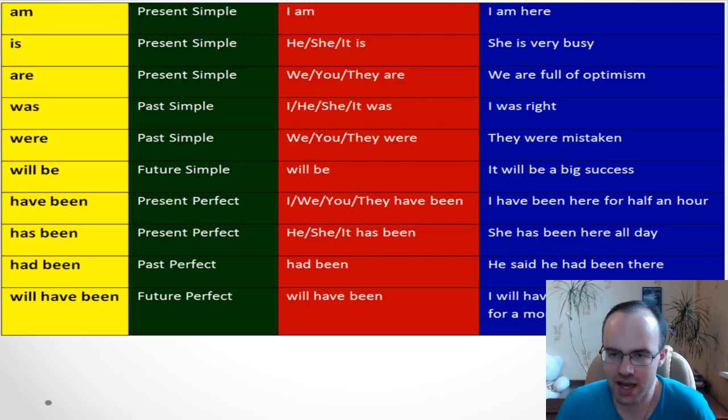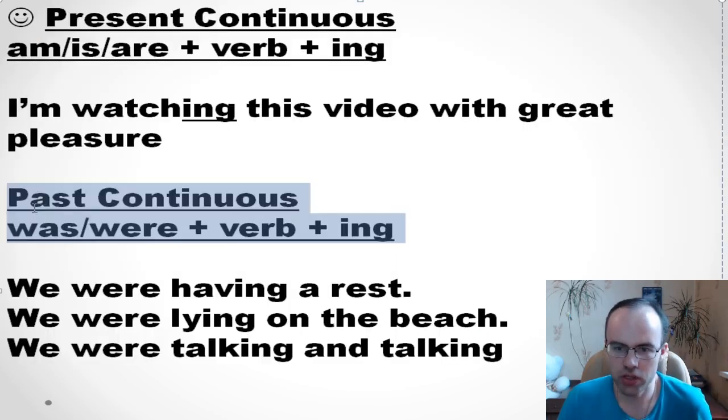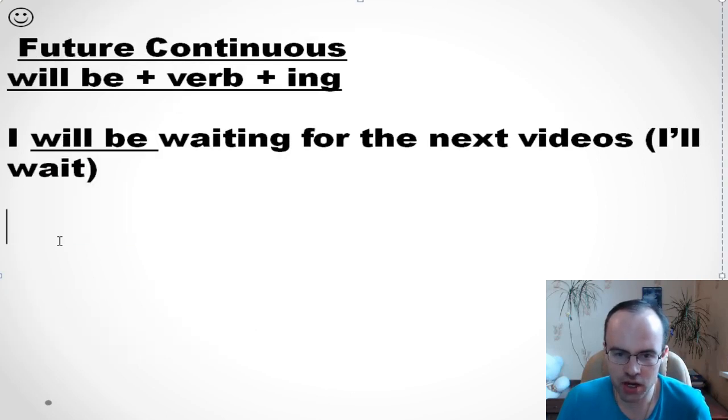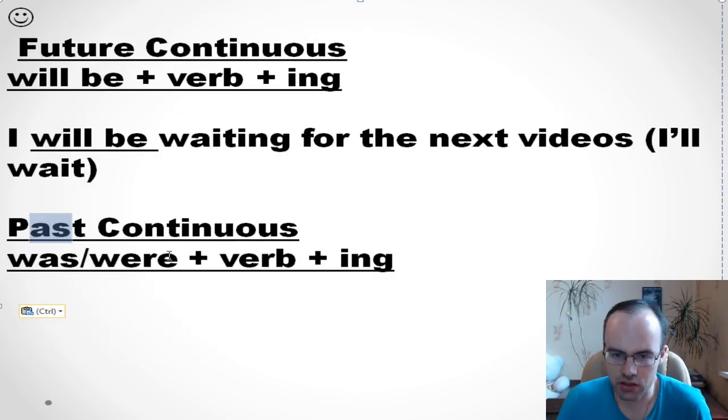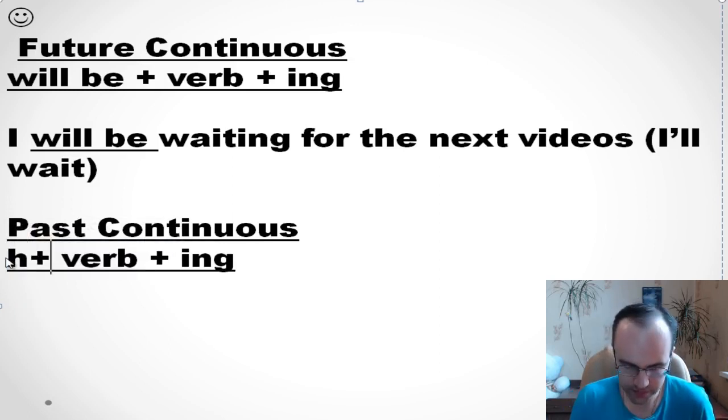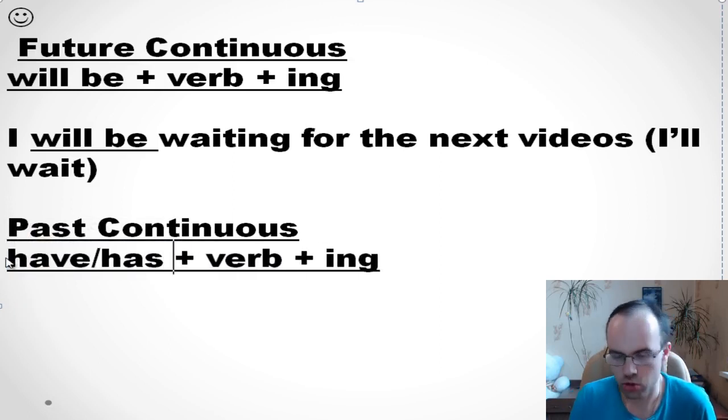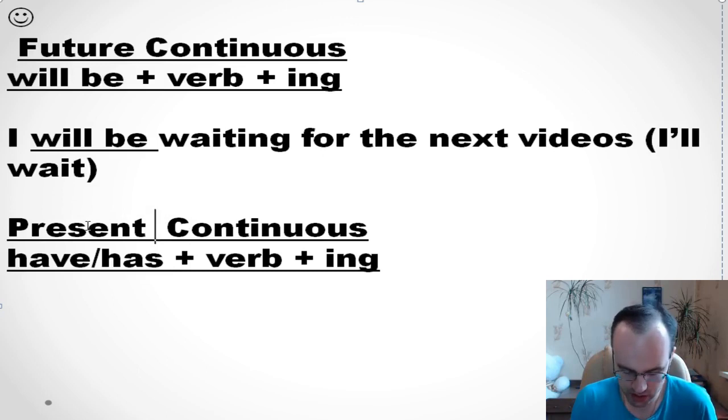Well, let's look at have been and has been. Right, so you see that we use have been and has been, and we call this tense present perfect. It's absolutely correct, you're absolutely right, my friend. But maybe you forgot one very important thing, that it can be present perfect continuous. So if we have verb plus ing after have or has, we call it present perfect continuous.